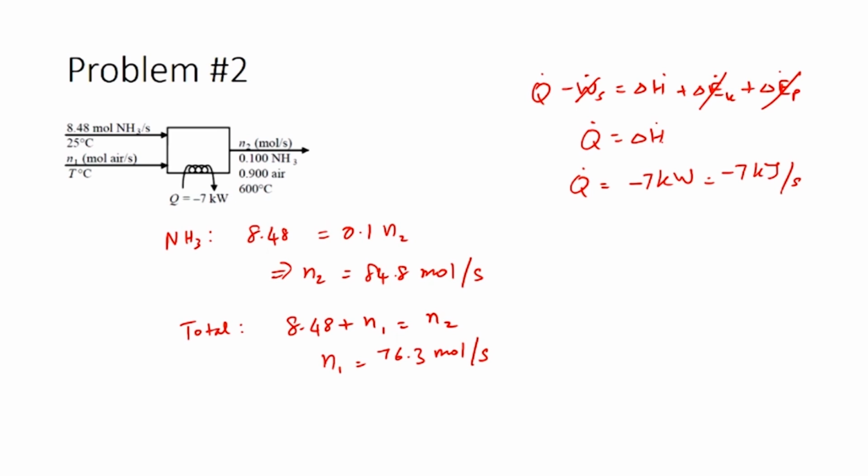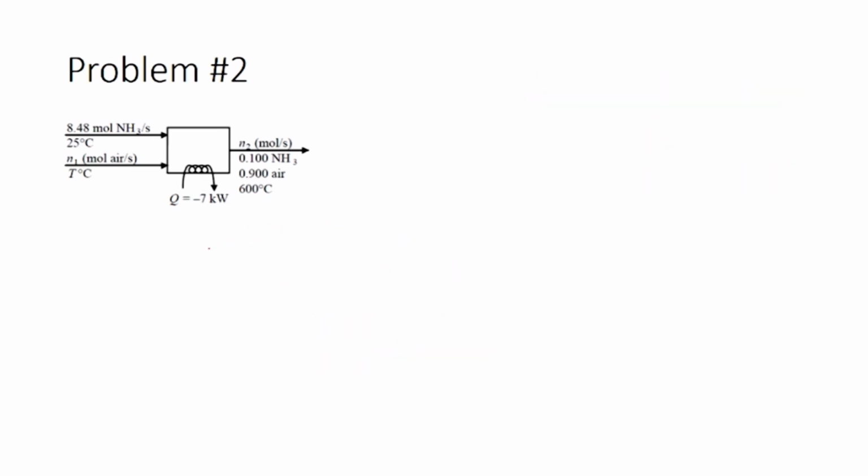So, for this we need to build an enthalpy table. The enthalpy table would contain substances, N dot in, H cap in, N dot out and H cap out. So, here you would have ammonia and air. Ammonia entering the system is 8.48 moles per second and air entering the system is 76.3 moles per second. These are the same values which are leaving the system also.